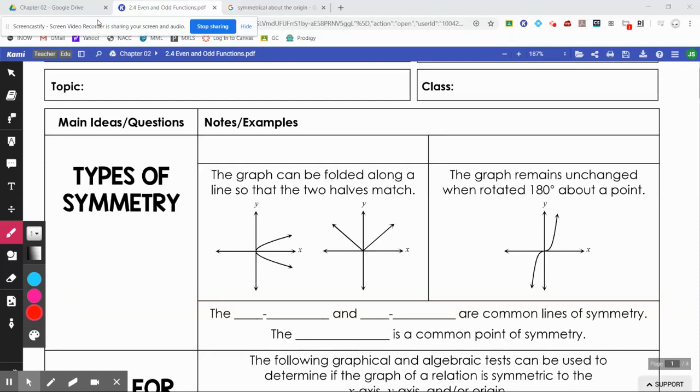Okay, in this video, we're going to be examining graphs again by now looking at their symmetry. So the different types of symmetry we're going to be discussing are line symmetry and point symmetry.